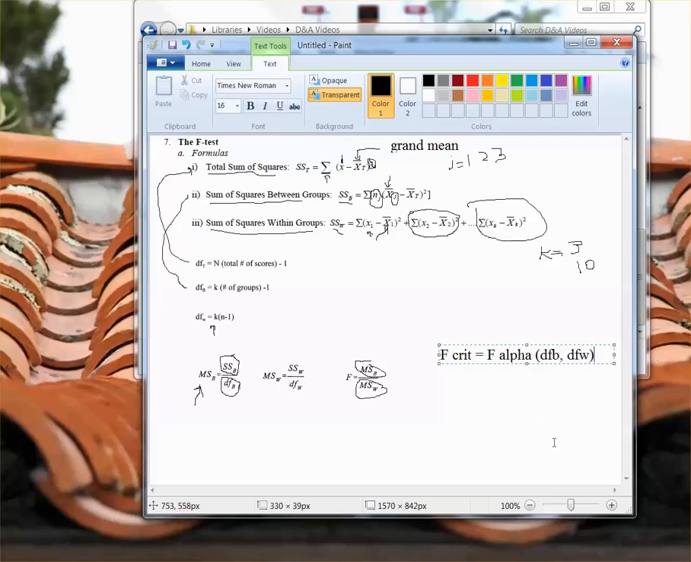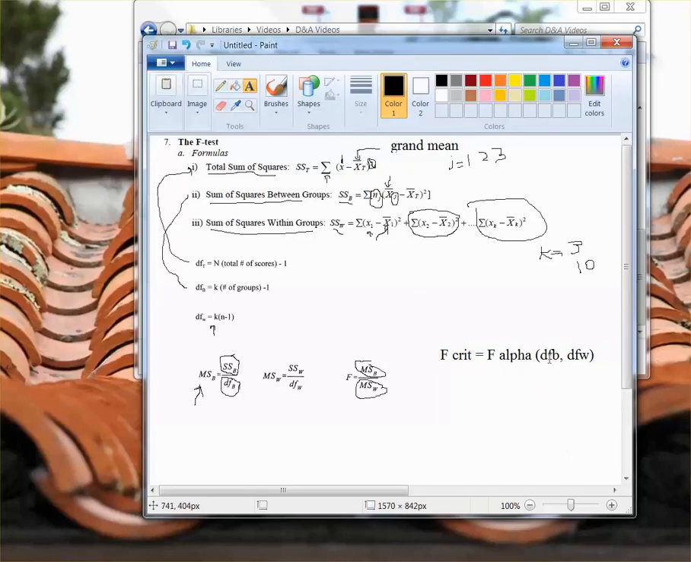So that's how you do that. It's always the between degrees of freedom that are listed first before the within group degrees of freedom, even when you're reporting these statistics as well. So those are some basic terms. Next video we'll do an actual example.